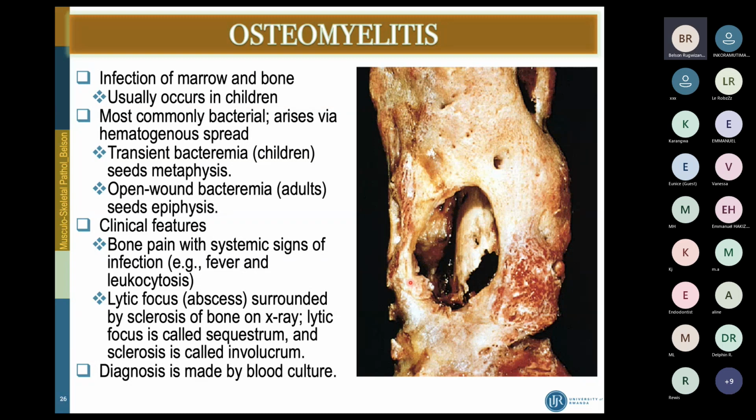So as you saw, we started with malformations or congenital anomalies of the bones. We continued with metabolic diseases of the bones. So now we go to the infection or inflammation. So osteomyelitis. So osteitis is when there is just inflammation of the bone. But when they add the myelitis, it means also the bone marrow is affected. So infection of the marrow of the bone, usually it is seen in children.